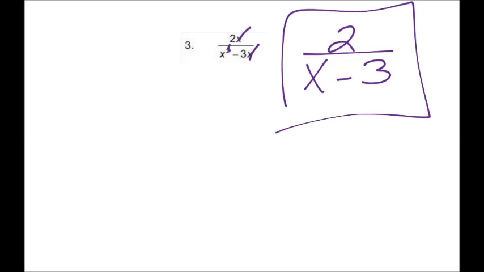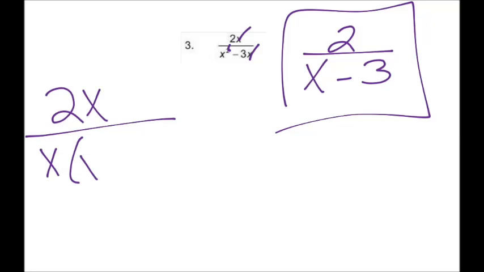Each of these terms has an x, so you can take one x away from each. So when I take the x away from the 2x, I have 2. X squared becomes x. Bring over your minus. Take it away from the 3x, and you have 3. This is your answer. You could have also done 2x over, pull out an x, and it leaves you x minus 3. And those x's cancel, and it leaves you 2 over x minus 3. Same thing, just a different way of getting there.